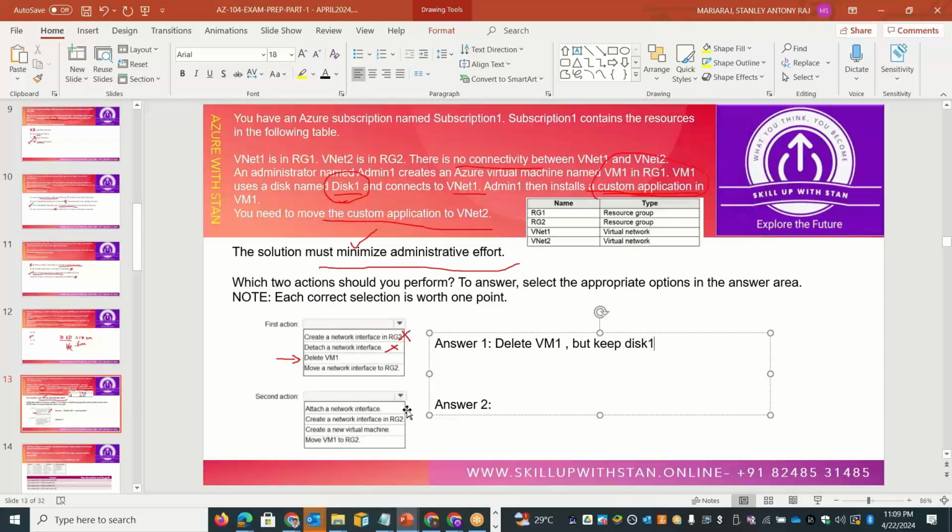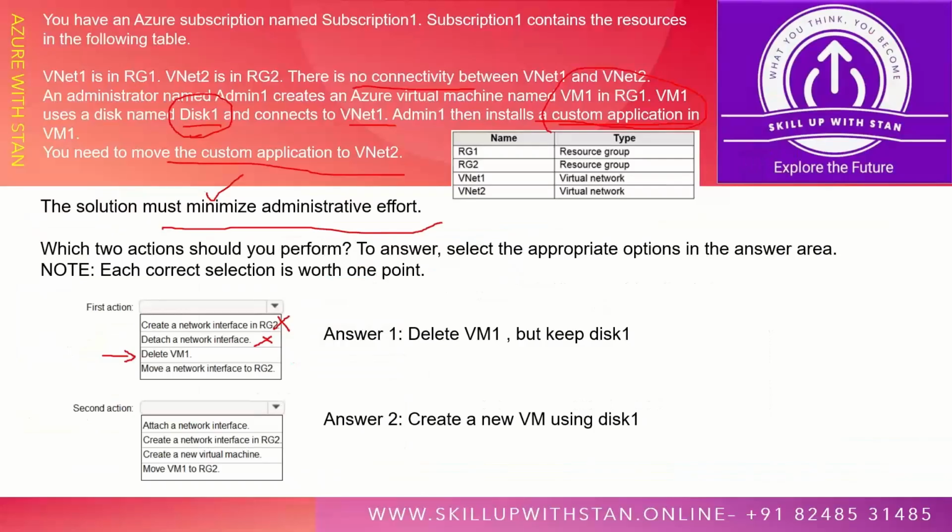Move a network interface to RG2. That is also not going to help. Attach a network interface? No. Create a network interface? No. Move VM1 to RG2? No. You don't have connectivity, so you cannot just use resource mover to move it. Create a new virtual machine using the existing disk. That way you can get the complete application up and running on a new virtual network. Create a new VM on VNet 2 using disk1. Because you have not deleted the disk, the disk will still be available. So that will be the right answer.